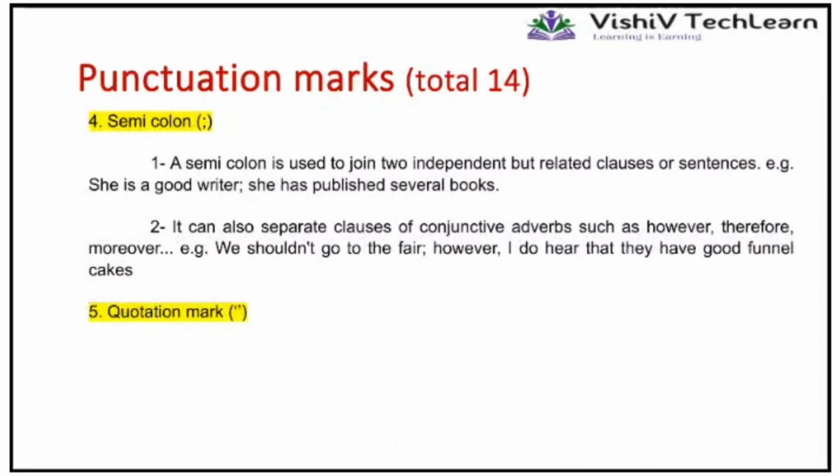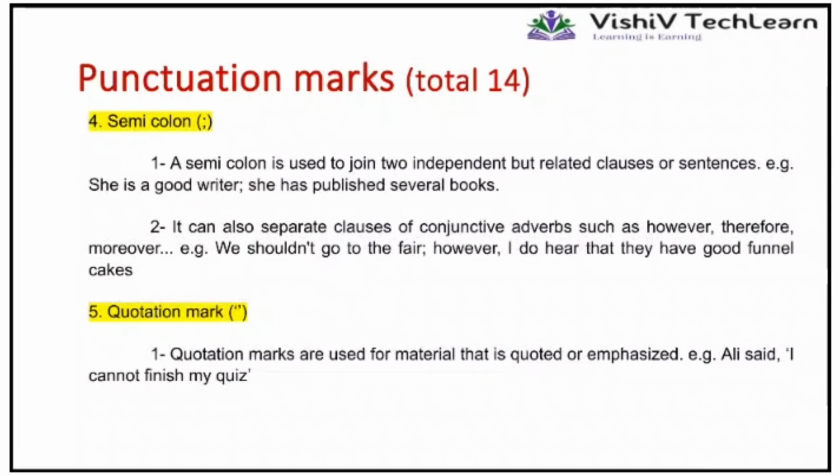Our next punctuation mark, the fifth punctuation mark, is the quotation mark. The first use of quotation marks is for material that is quoted or emphasized. Example: Ali said, comma, "I cannot finish my quiz." In this example, Ali is saying something, and whatever he is saying is inside the quotation marks. So this is the first use of quotation marks.